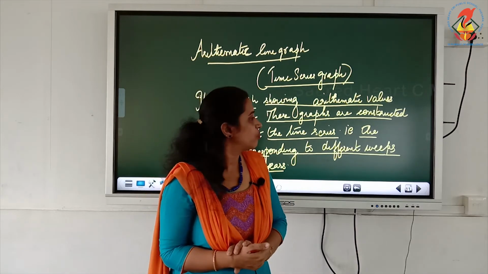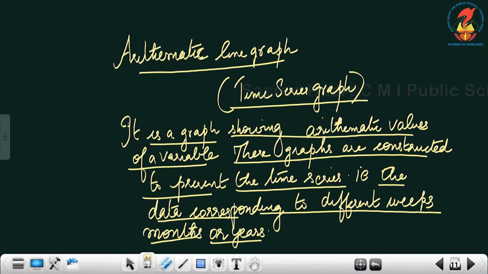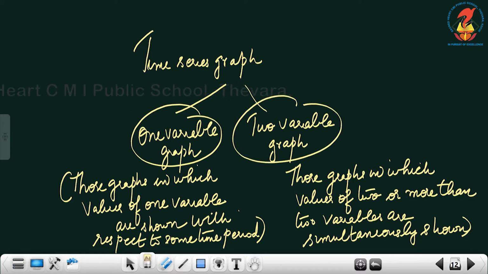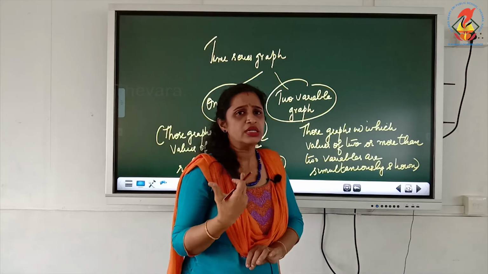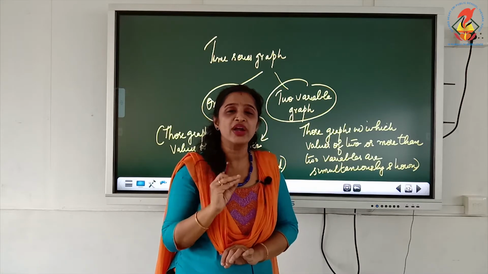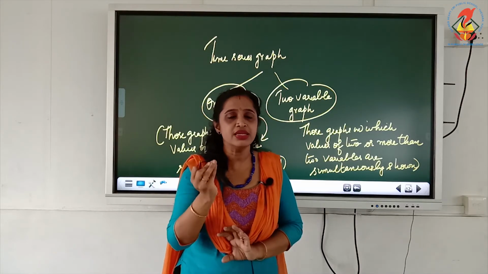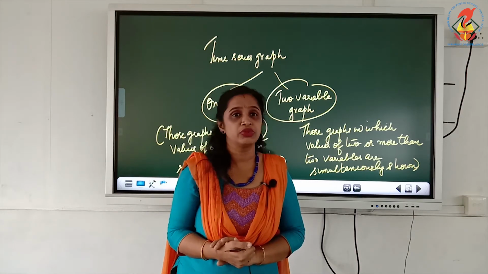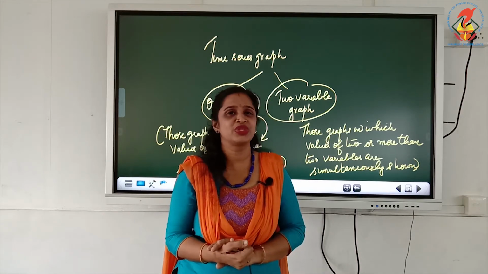Let us see what is an arithmetic line graph by drawing the graph. Now mainly the time series graphs are of two types. One is one variable graph and the other one is two variable graph. Now one variable graph means the graph which represents only one variable. For example, year. Year is on the basis of time. Year 2005, 2006, 2007, 2008.